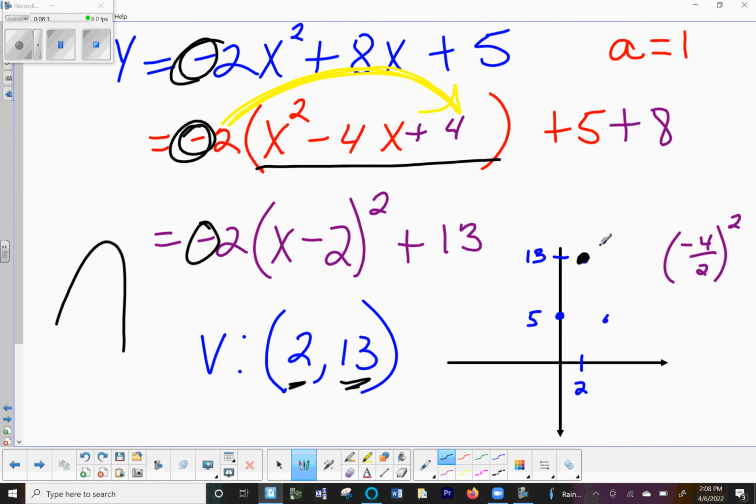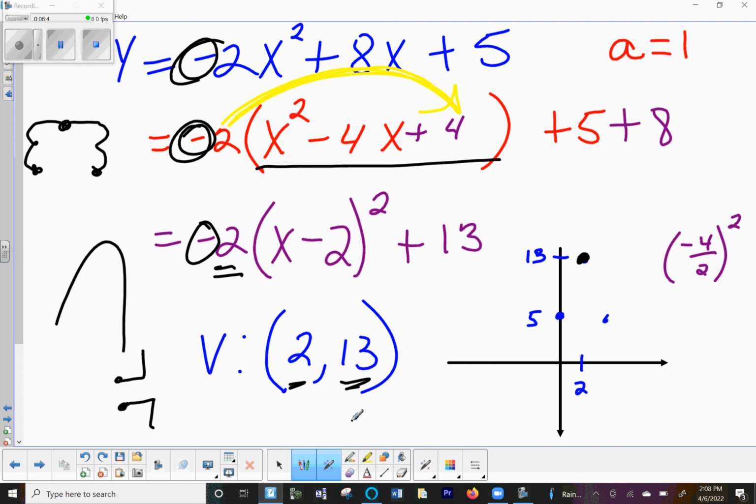Now, here's another change. Because of the 2 out front, remember how it was like over 1, up 1? Well, the negative means that from the vertex, you go over 1, down 1. And then the 2 means you go down twice as far. So from the vertex, you're going to go over 1 and down 2. And then over 1 and down 2 to the next point, not just down 1.